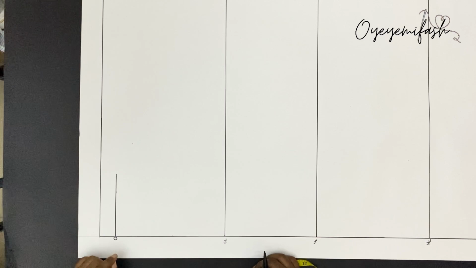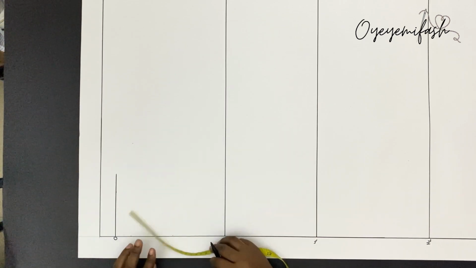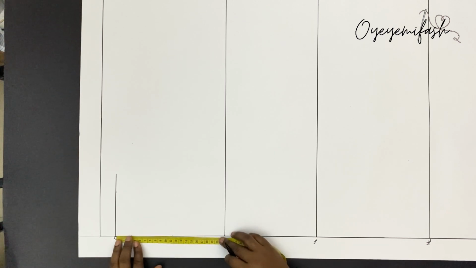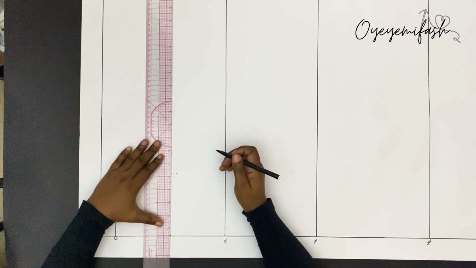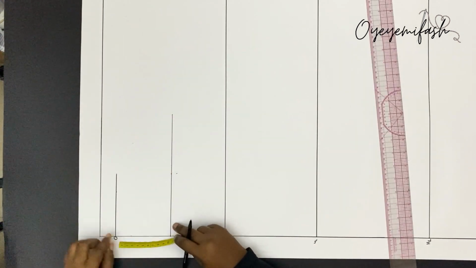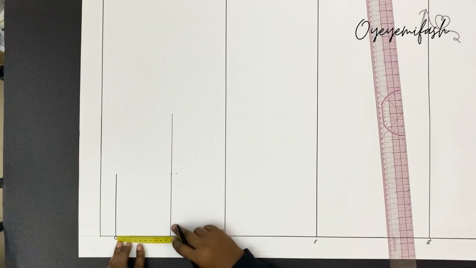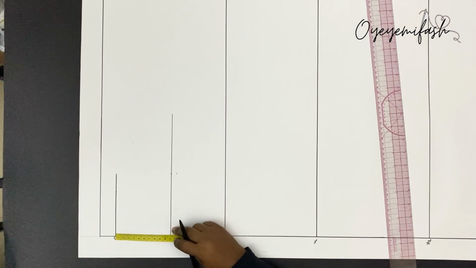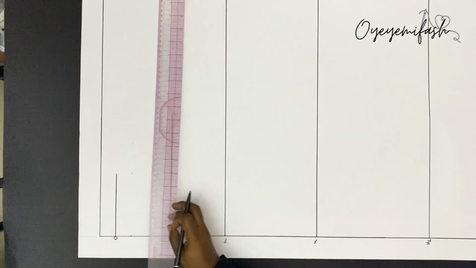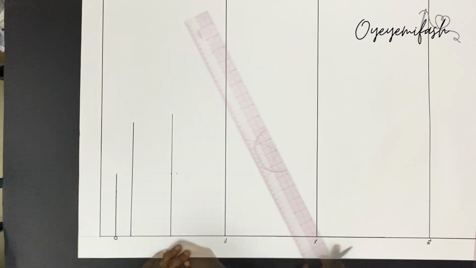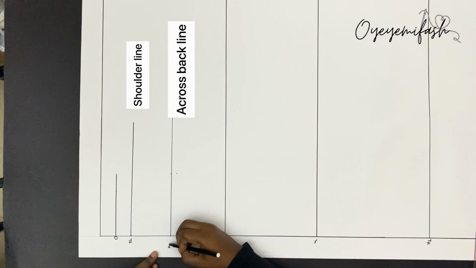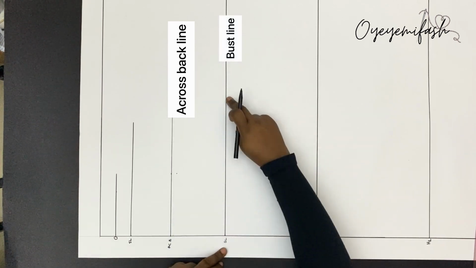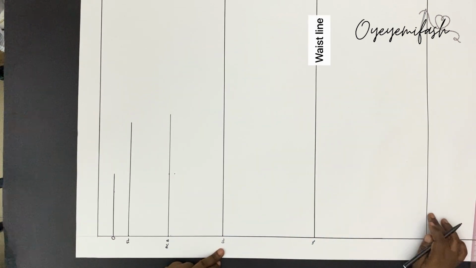The across back line is halfway between line O and the bust line. So you take the measurement and divide that by 2. You rule a short perpendicular line that does not get to center front. From line O, measure 3 centimeters below for our shoulder line, and also rule a short perpendicular line. So here we have our shoulder line, our across back line, the bust line, waistline, and the hip line.